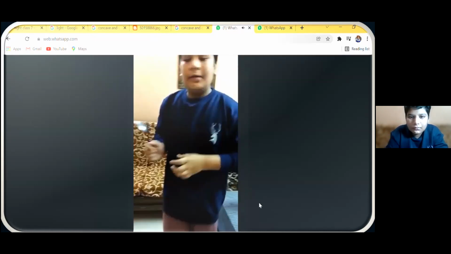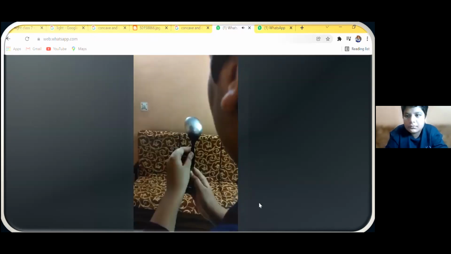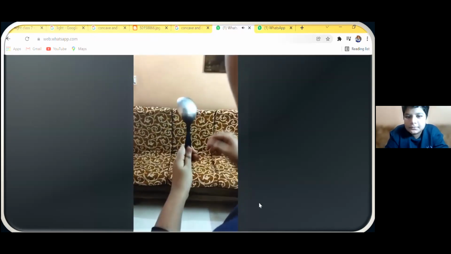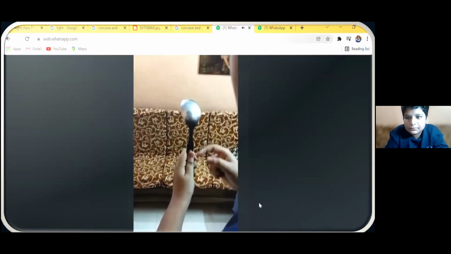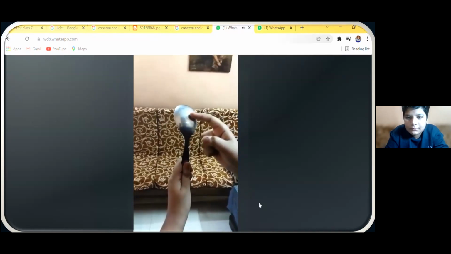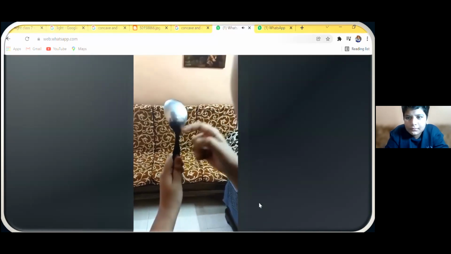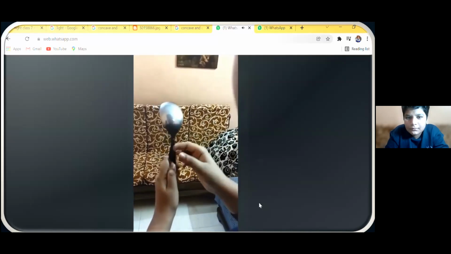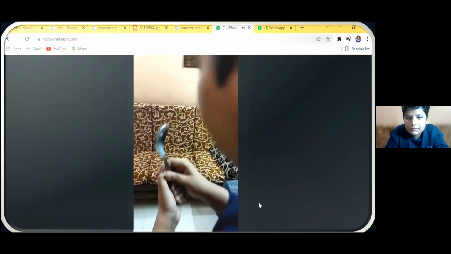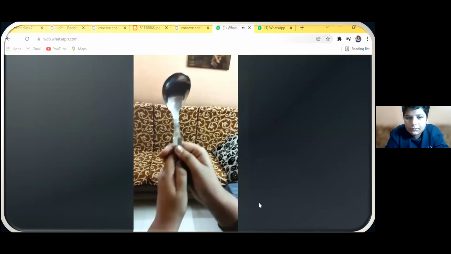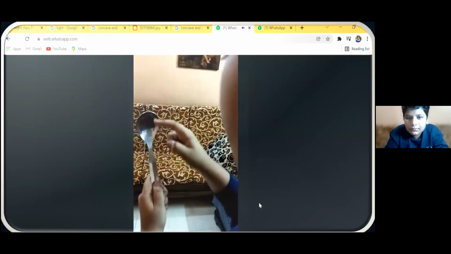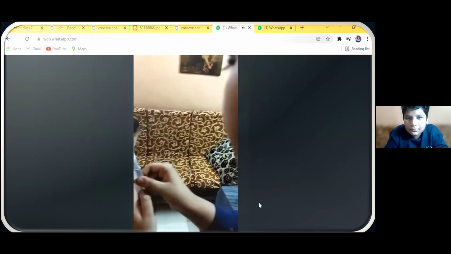Results. When we see on the outer side, our face is erect and smaller in size. When we see on the inner side, our face is inverted and bigger in size. Hope you understand.